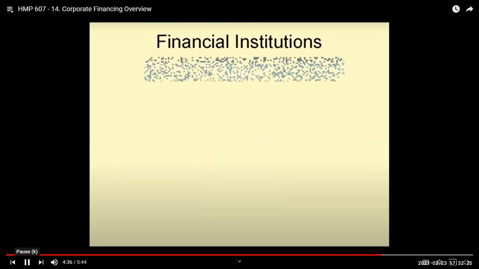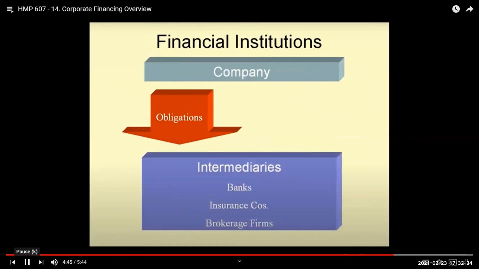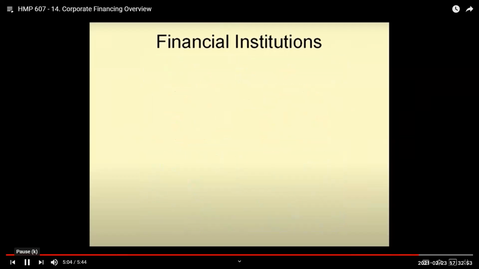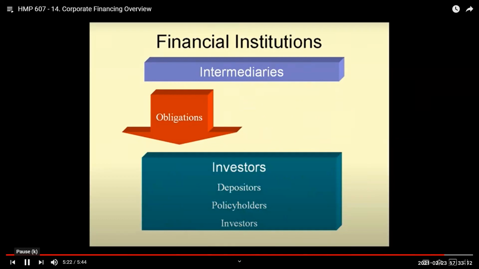In practice, companies issue obligations such as stock certificates and bonds to financial intermediaries such as banks, insurance companies, and brokerage firms. These intermediaries provide funds back to the company to support the company's assets and operations. These intermediaries, in turn, issue their own obligations, such as bank accounts, insurance policies, and mutual fund shares, to their investors, who might be depositors, insurance policy holders, or mutual fund investors. These investors provide the funds to the intermediaries, which ultimately go to financing the corporations in which the intermediaries invest.